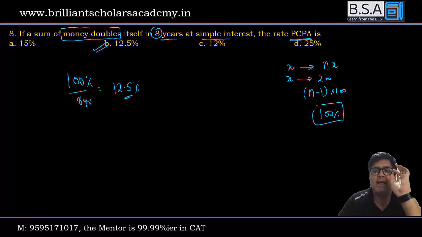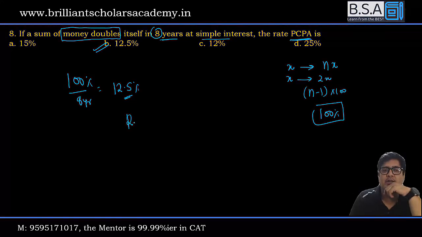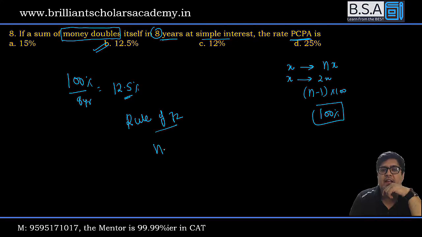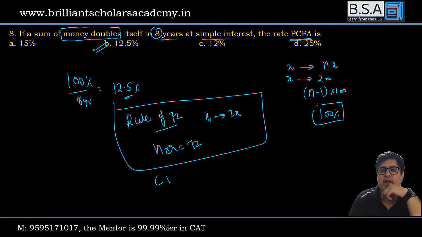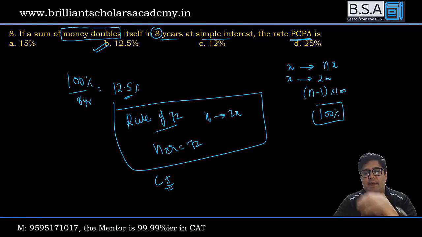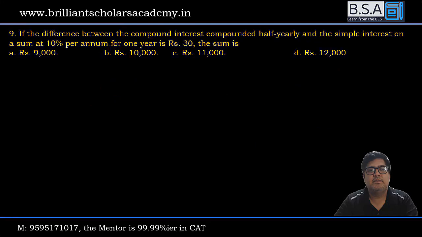Do not apply rule of 72. Rule of 72 is n into r is equal to 72 for money to be doubled. Don't apply this. It is only for compound interest scheme. Very simple question. Moving on.